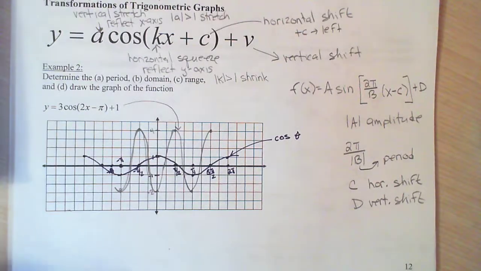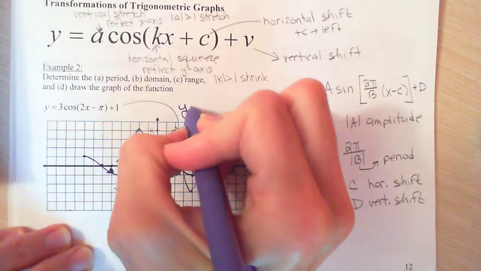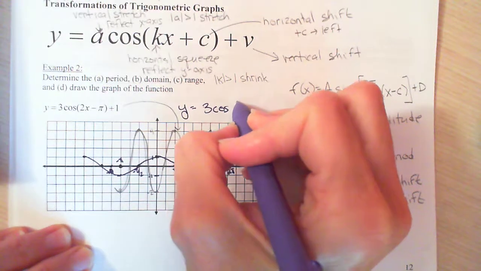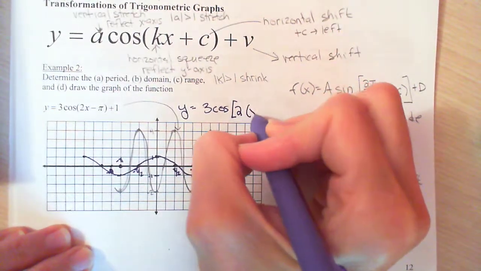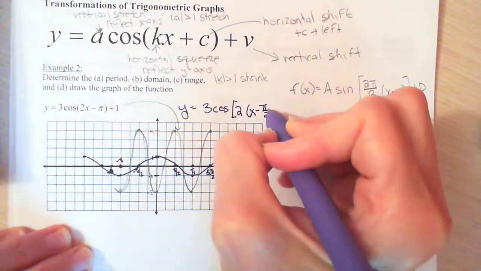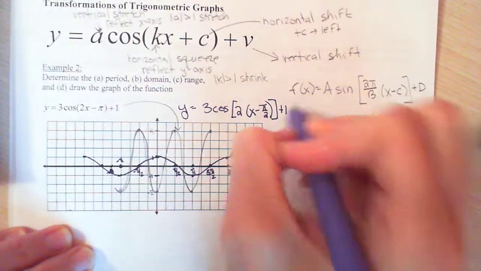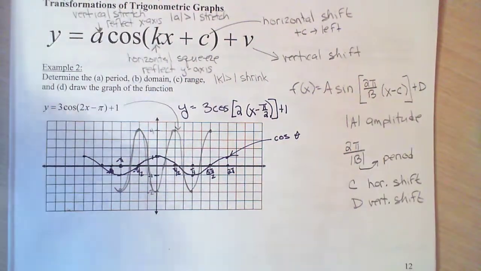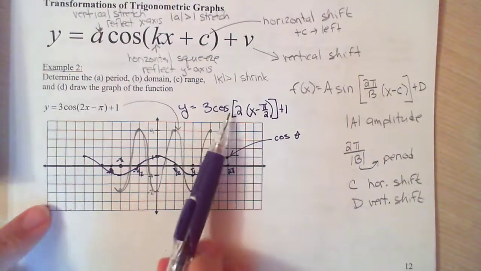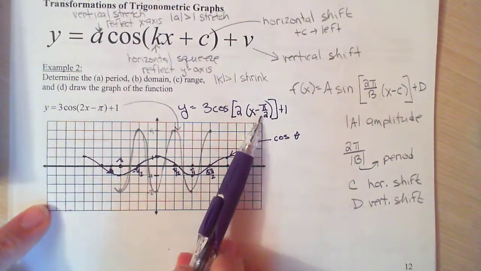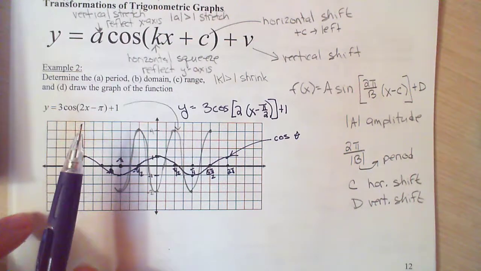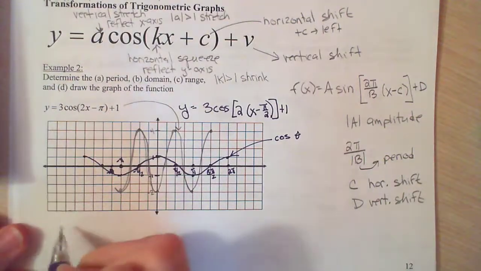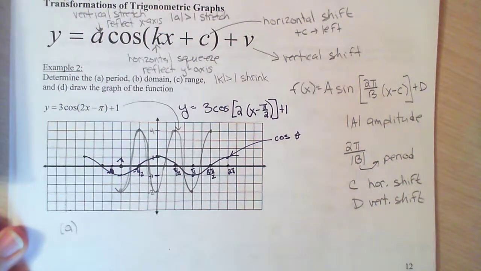The first thing I want you to do is, in the book, this is written slightly different. It's written as 3 cosine, and then we have a bracket, 2x minus pi over 2, bracket, plus 1. So it more closely matches this here. You can see if I multiplied this 2 by the x and 2 by the pi over 2, that's where this comes from. So we're asked to find period, domain, range, and draw the function. So let's start with period.